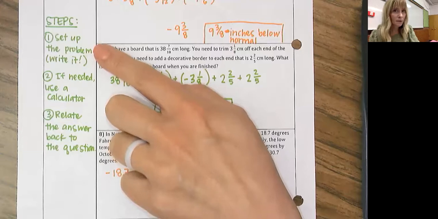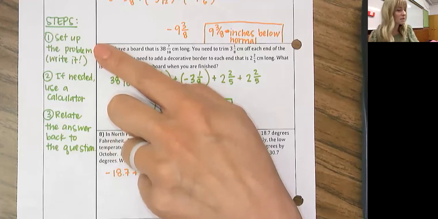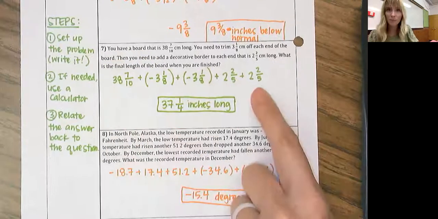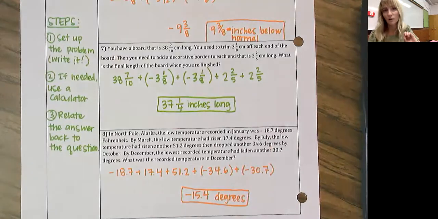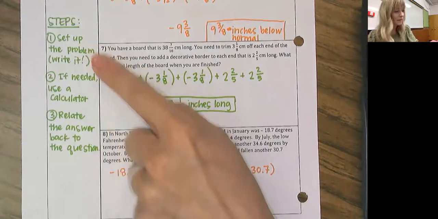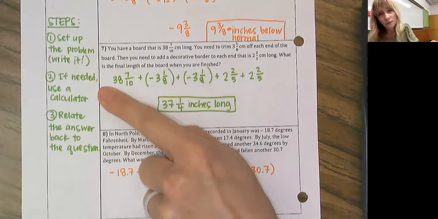Here are the steps I really care about you writing down and seeing before you just give me an answer. Set up the problem, write it. That means you write out the whole addition problem before you type anything in your calculator, before you worry about an answer. Set it up, make a plan. That's you making a plan. If you need to, use a calculator. If you don't need to, don't.